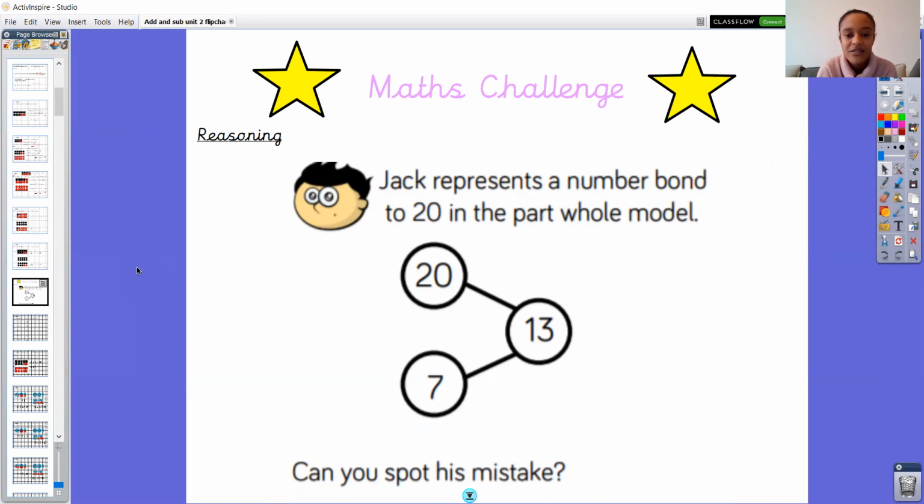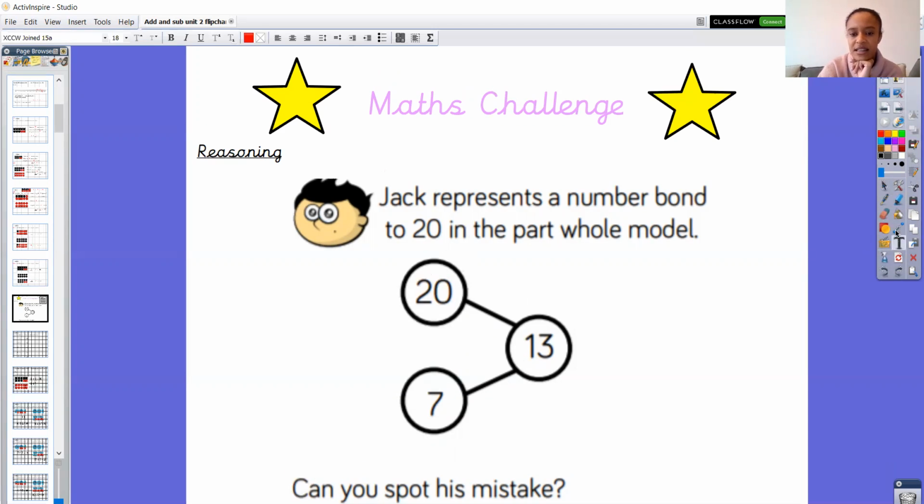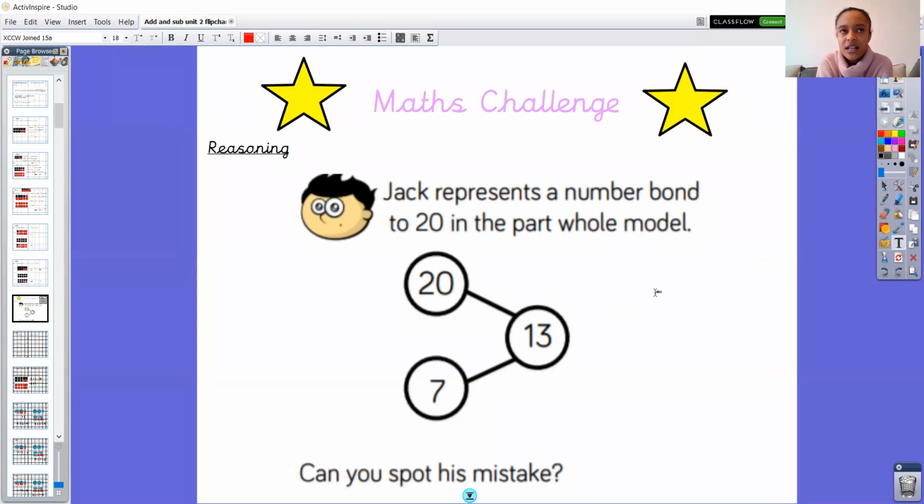Okay, so remember, if you are going to write it down, you can explain by saying, I know this because, we use that word because to explain our thinking. Okay, so if you'd like to have a go at that, pause the video now and I'll have a chat with you afterwards. Brilliant. Okay, so Jack has got the number 20 in his part-whole model. He's also got the number 13, and he's got the number 7. So that would give us the number sentence 7 add 13 equals 20. That's correct. But what's wrong with where he's put the numbers in the part-whole model?